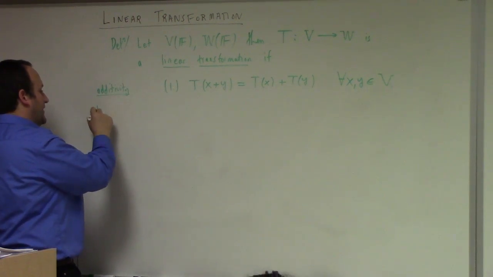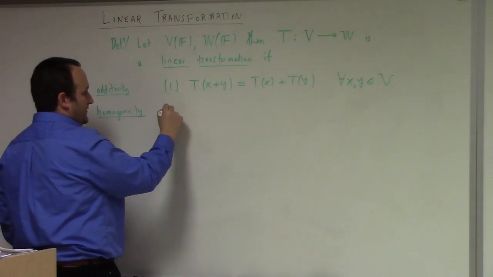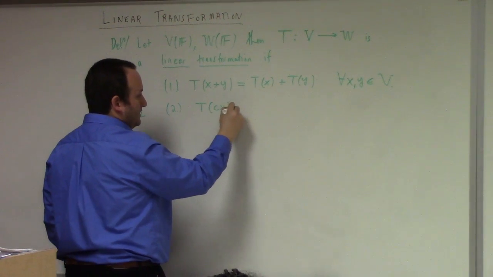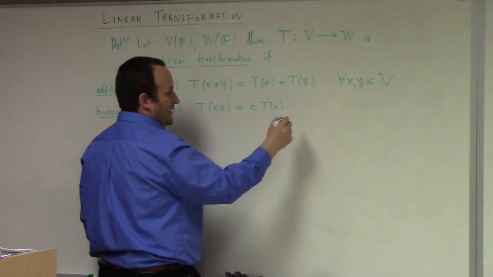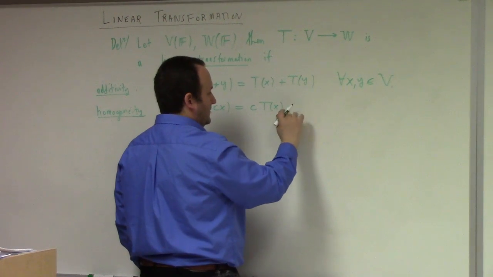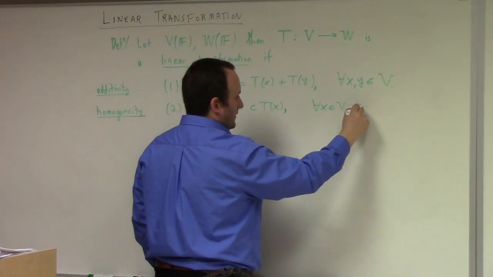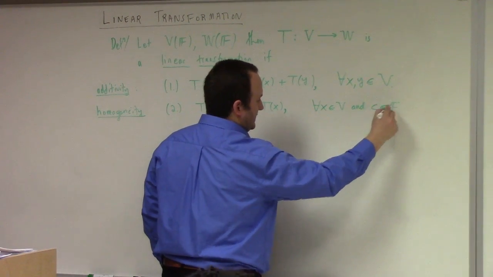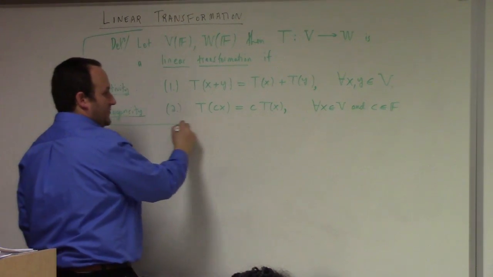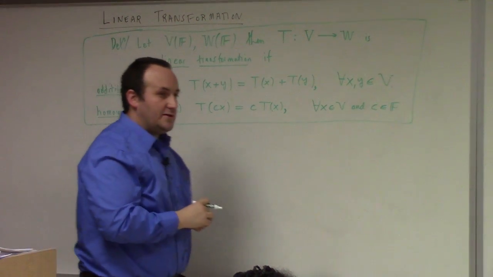Additivity is one requirement. Homogeneity is the other requirement. And here's where the field comes into play. The definition for homogeneity depends on the field in question, but basically this means we can pull out a scalar like so. And that has to hold for all x in V and c in the set of scalars, the field. So there you go. If a function has both of these properties at once, both of these traits at the same time, then it's said to be a linear transformation.